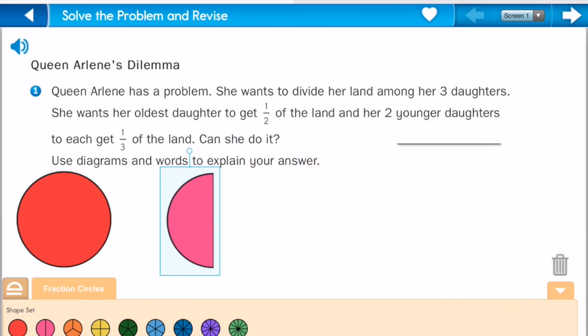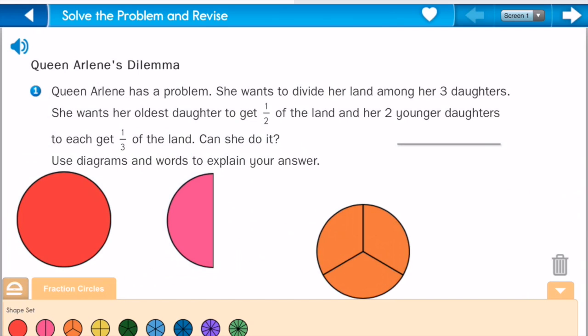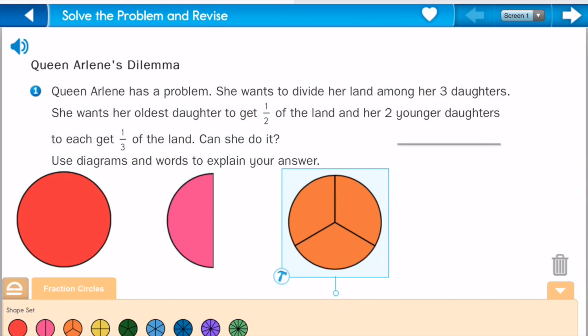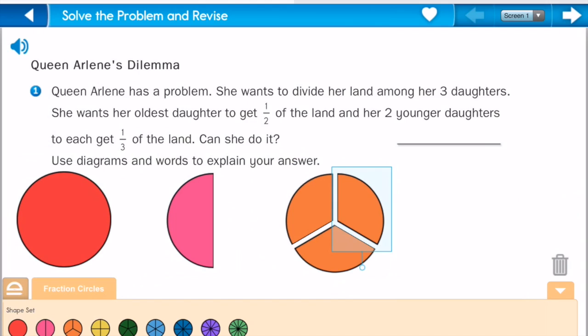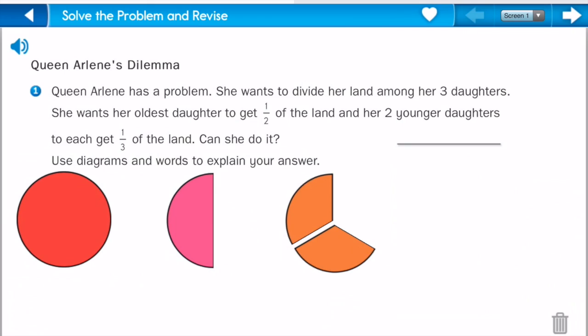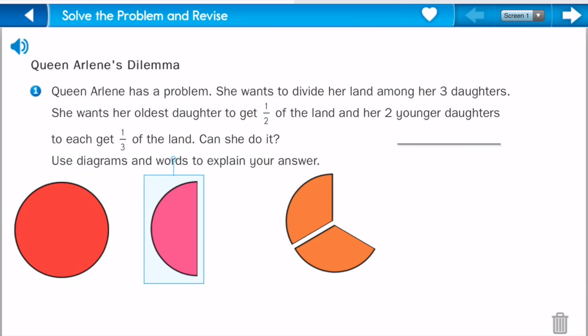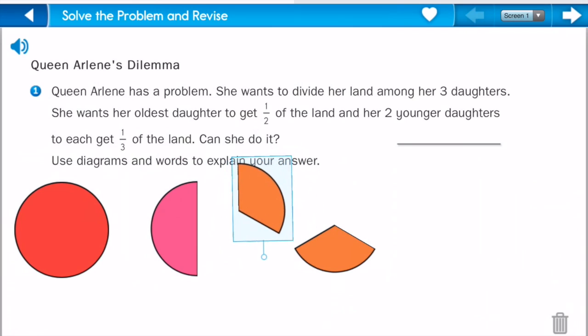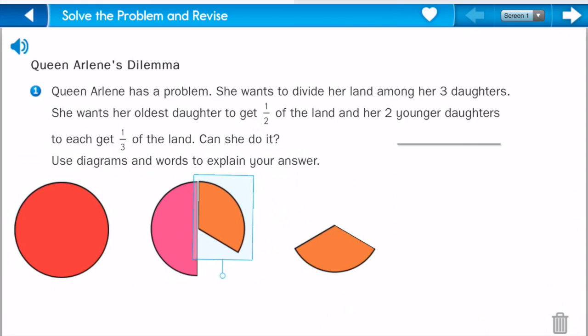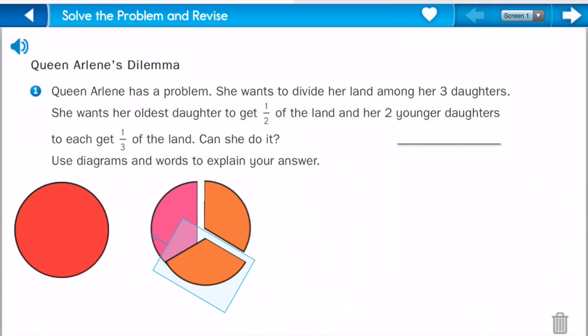And she wants her 2 younger daughters to get a third of the land. So I'm going to take my third pieces. I'm going to break it up. I'm going to delete 1 of those because I only need 2. Looking at this, this is how she wants to divide her land up. So, if I put these together, I'm looking at these pieces. Is there enough land to go around for everyone if she does it this way?